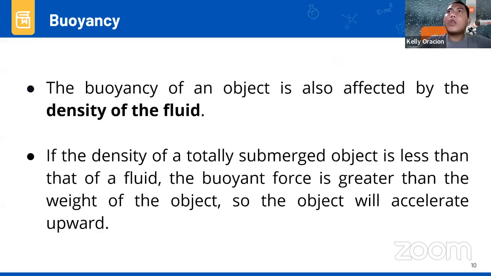Now, if the density of a totally submerged object is less than that of the fluid, the buoyant force is greater than the weight of the object. That makes the object accelerate upward. That makes the object float. So class, if you try to submerge a ball, you have to push it down, and you hold it underwater. But if you let it go under the water, the ball goes up, because of the buoyancy and also because of the density. The density of the ball is less than the density of the fluid. So it floats. And that force exerted on the ball to lift it up so it floats is what we call the buoyant force, the buoyancy. Okay?